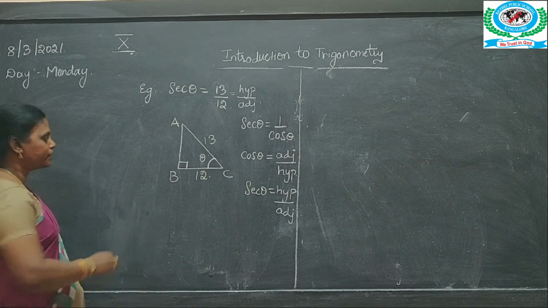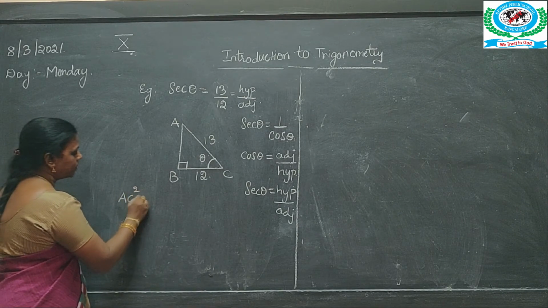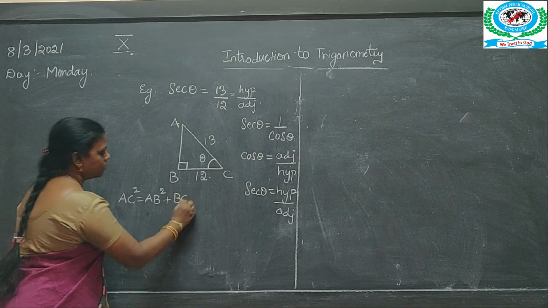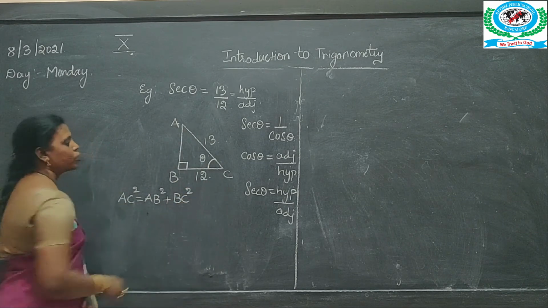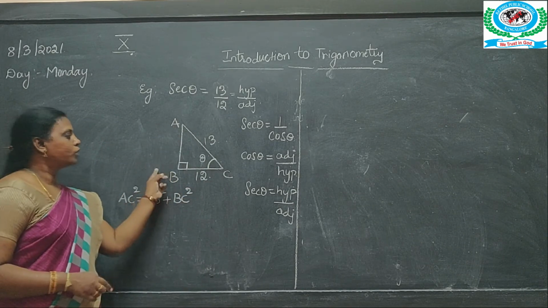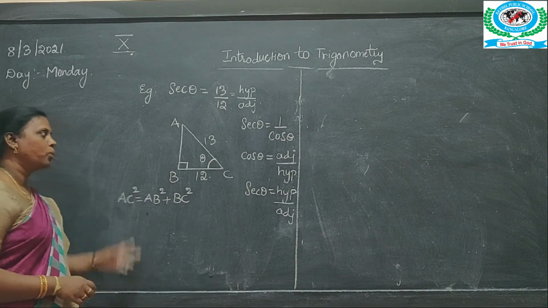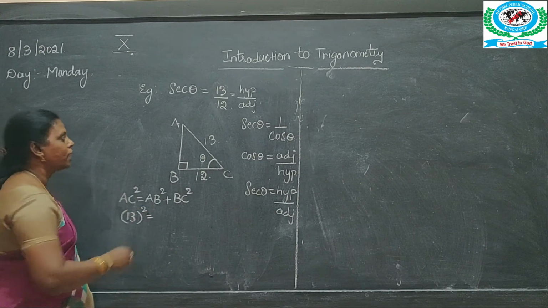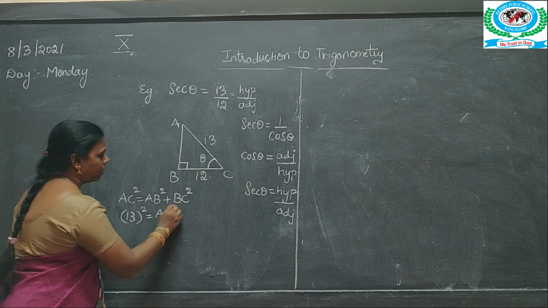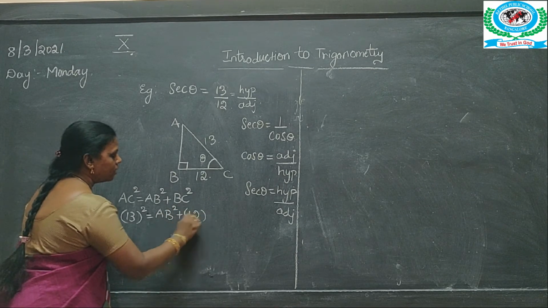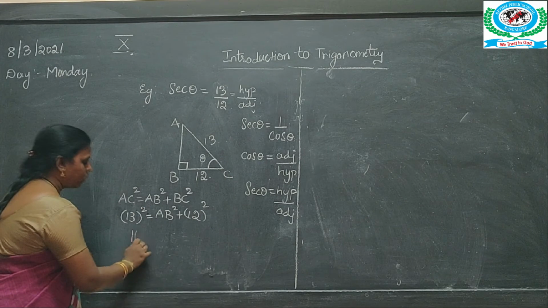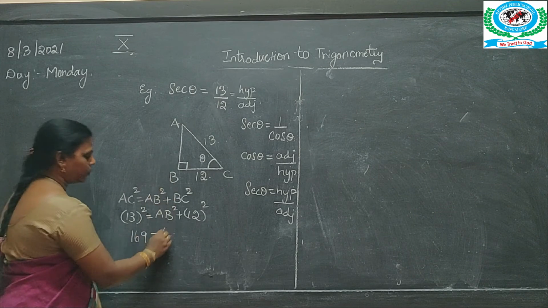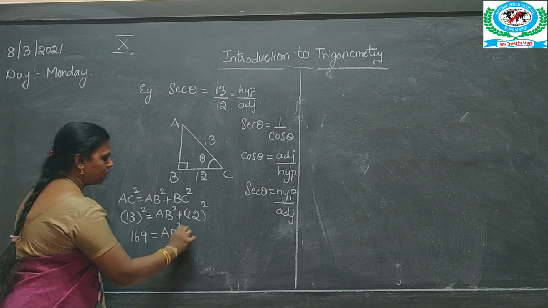Use Pythagoras theorem. AC square is equal to AB square plus BC square. AC square, on the hypotenuse side, is equal to the sum of the squares on the other two sides. So AC square, 13 square, is equal to AB square, which we don't know, plus BC, which is 12 square.